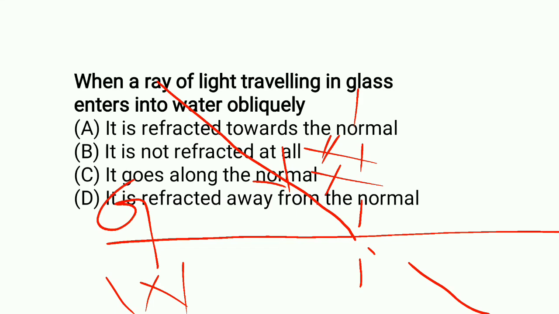Option D, it is refracted away from the normal. Here glass is the denser medium and water is the rarer medium. Whenever light travels from a denser to a rarer medium, it bends away from the normal. So option D, it is refracted away from the normal, is the right answer.